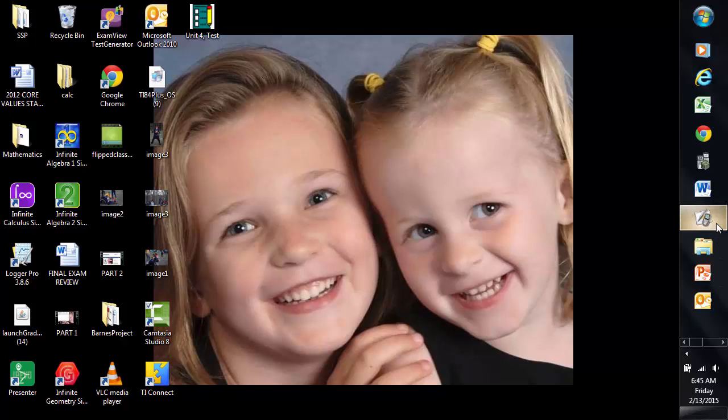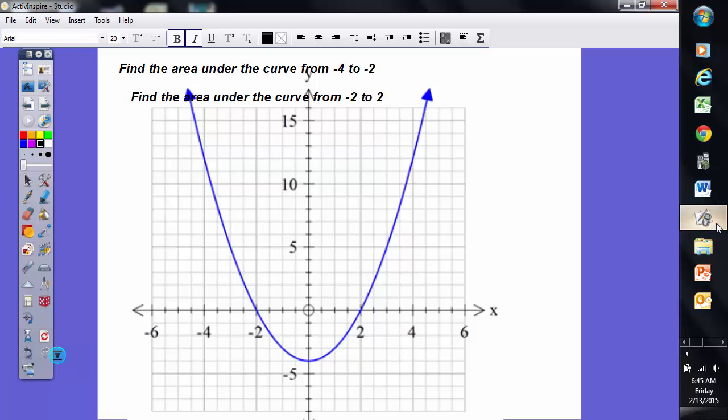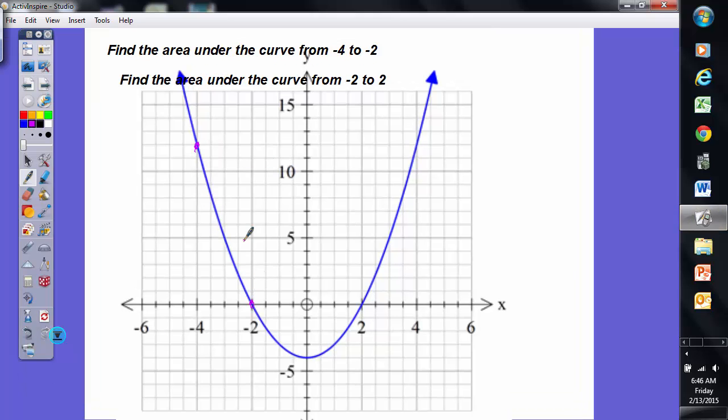Okay, so up until now we have talked about Riemann sums, making rectangles and finding areas under the curve, and antiderivatives. Well, now we're going to put the two things together. So the first thing you want to do is find the area under the curve from -4 to -2, from here to here. Well, up until now you would do a whole bunch of rectangles, right?